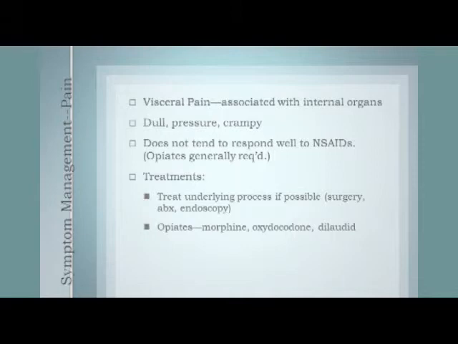Visceral pain is pain that's usually associated with internal organs. It tends to be a dull, pressure, crampy kind of pain. The organs don't necessarily really, how do I explain this?